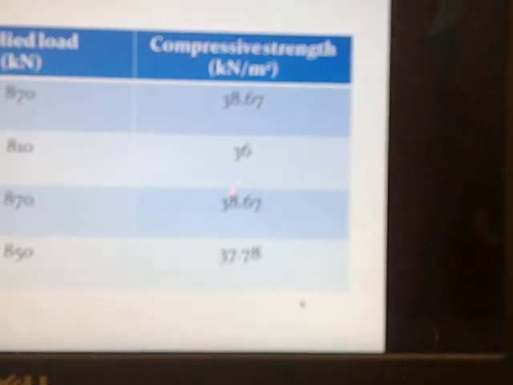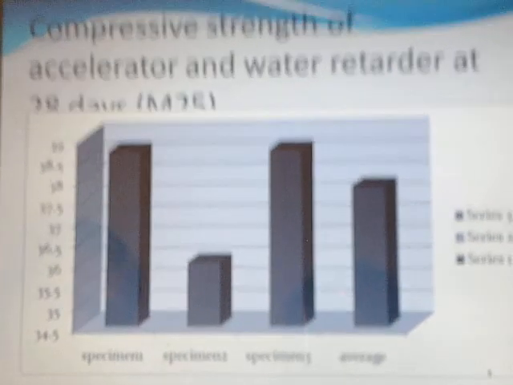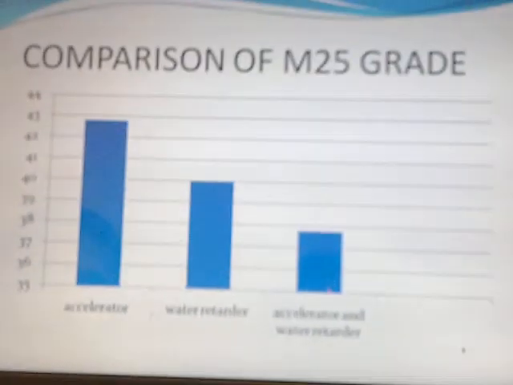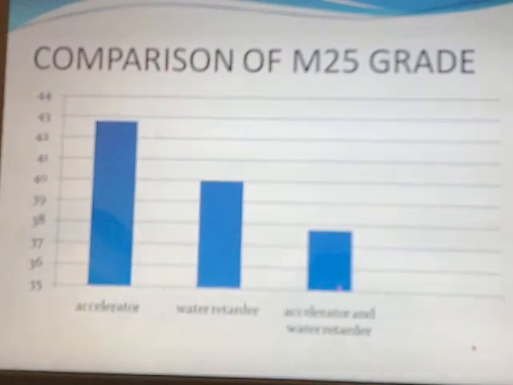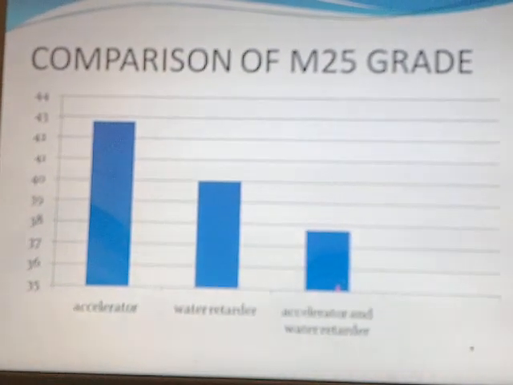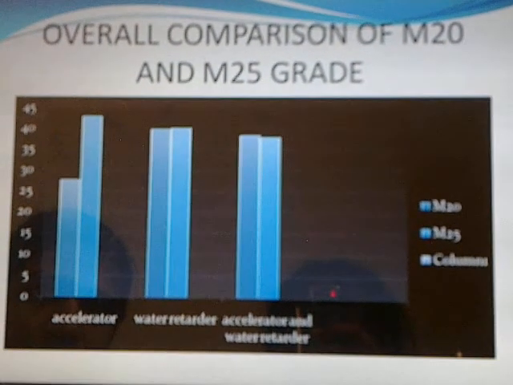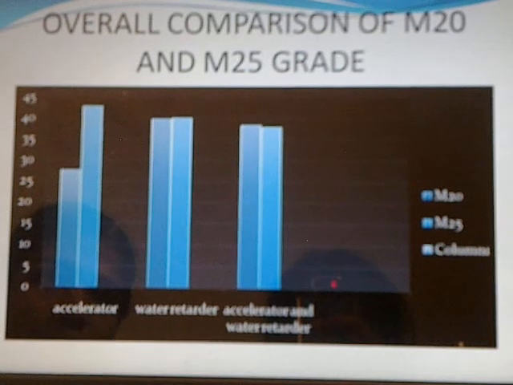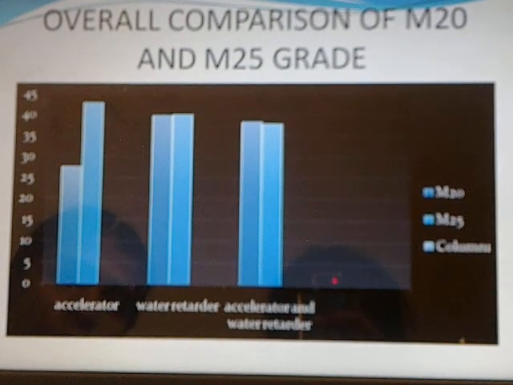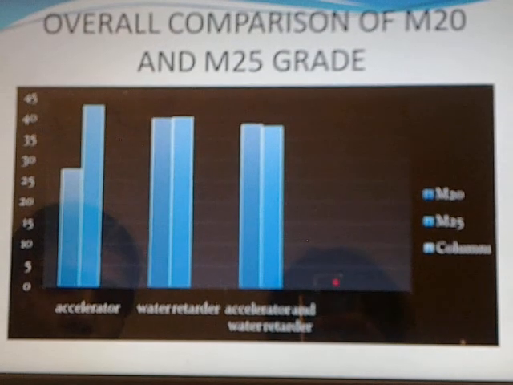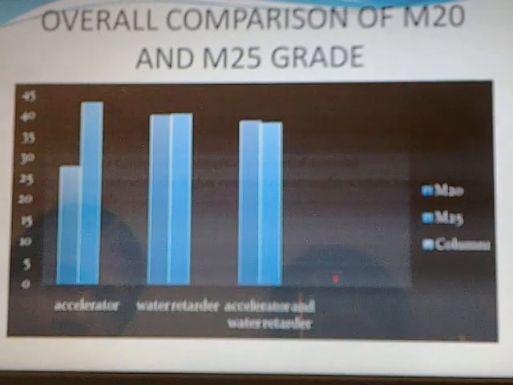The average value is 37.78. And this is the graphical representation of the 3 specimens and the average of that. The comparison of the M25 grade of concrete: here the accelerator reaches the highest strength in M25 grade of concrete. And this is the overall comparison graph of M25 and M20 grade of concrete. The result shows that M20 grade of concrete shows good results in the water retarder as well as in the combination of accelerator and the water retarder.